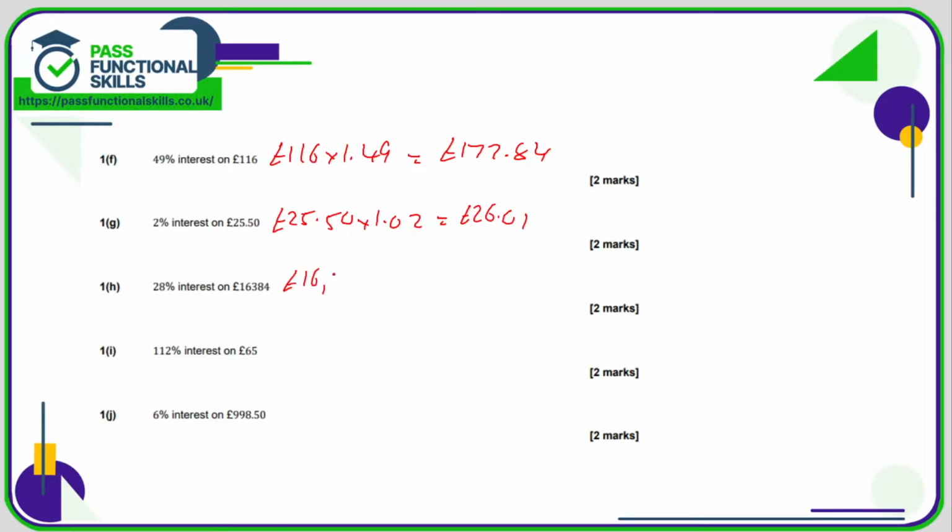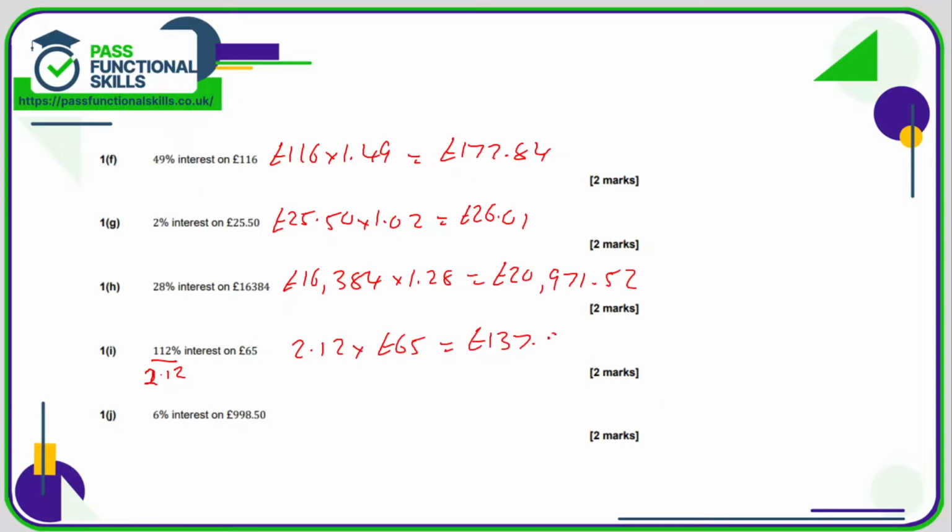Here we've got 16,384 multiplied by 1.28, which is £20,971.52. And this is a tricky one. To calculate 112% of an amount, the multiplier is 1.12. So to increase by this amount, we would add 1, so 2.12 multiplied by 65, and that comes to £137.80. A 100% increase means you're doubling it, so here we're more than doubling it.